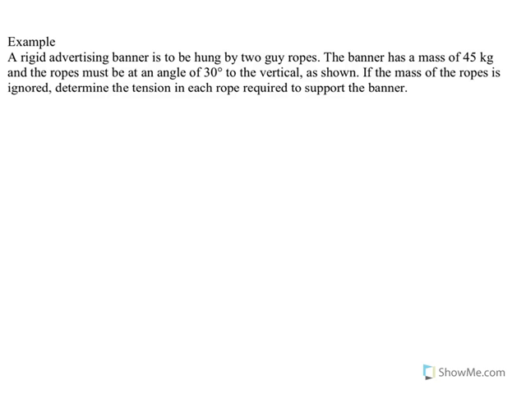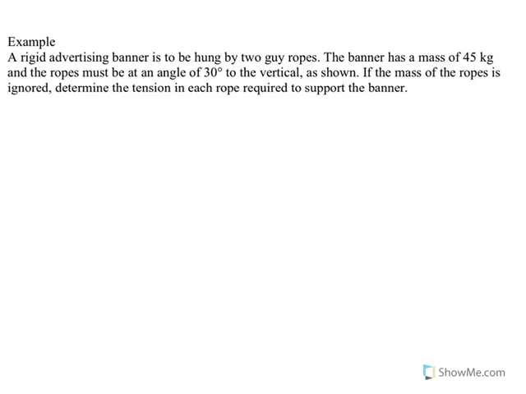Alright, so the example says a rigid advertising banner is to be hung by two guy ropes. The banner has a mass of 45 kilos and the ropes must be at an angle of 30 degrees to the vertical as shown. I'll show you that in a minute. The mass of the ropes is ignored. Determine the tension in each rope required to support the banner.